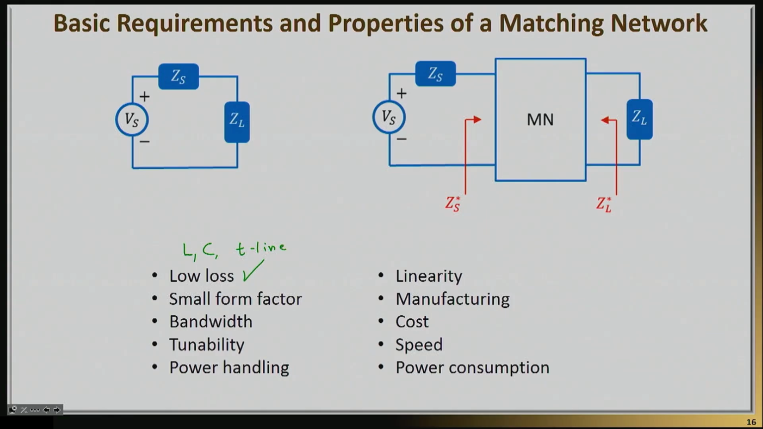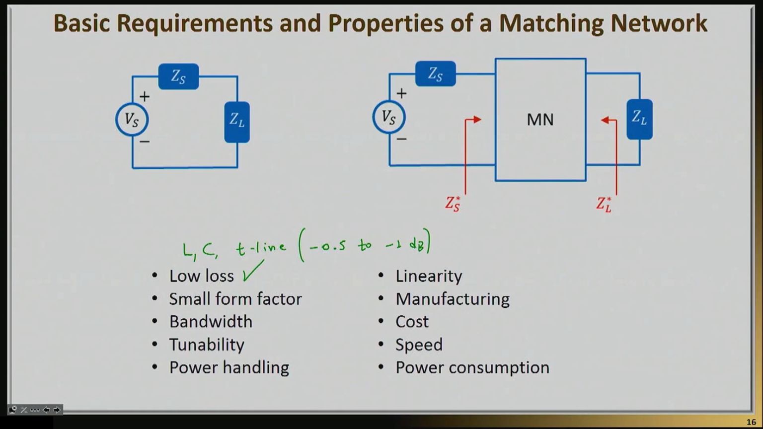Now, it's easy to say that. It's much harder to do. Matching networks basically do have losses. Depending on the application, low loss could mean anywhere from a loss of half a dB to maybe 1 dB. But if you have more than 1 dB, most people don't consider this to be very low loss. That's about 20 or 25% loss of your power.